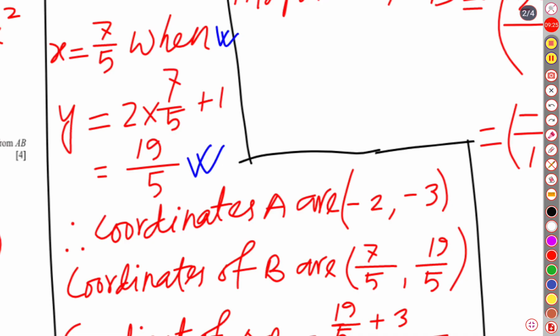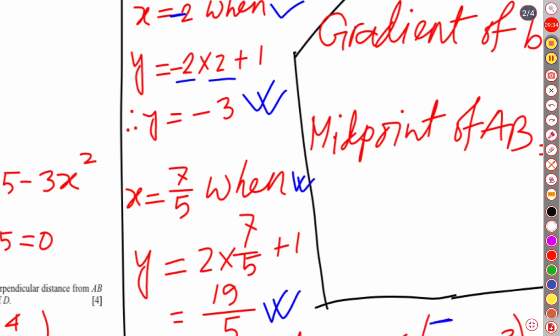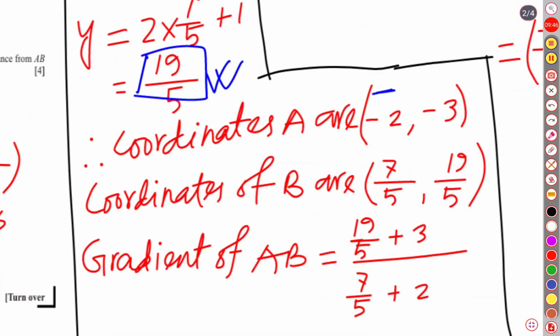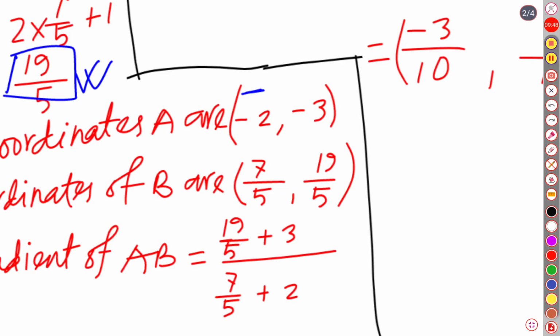Coordinates of A: x was negative 2 and y was negative 3. Let's check whether it was negative 3 or not. Yes, it was negative 3. And for B, x is 7 over 5, y is 19 over 5. So the coordinates of A are negative 2, negative 3, and the coordinates of B are 7 over 5 and 19 over 5.